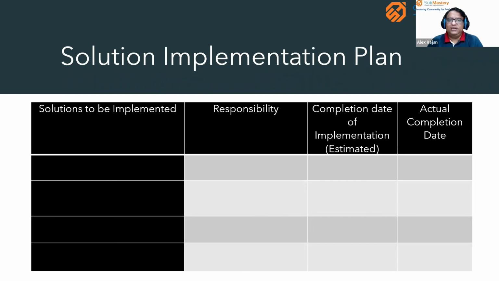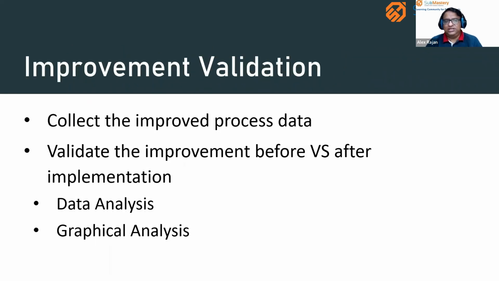Once the solution is implemented, we collect the improved process data and validate before and after the implementation using data analysis and graphical analysis. That is how we validate the improvement for the process. That completes the improve phase. The improve phase is all about improving the process by implementing the new process and the solutions for the root causes, and then validating those improvements before and after using data analysis and graphical analysis. Whatever we did in the measure phase, the descriptive statistics, we do again in the improve phase to validate before and after implementation.